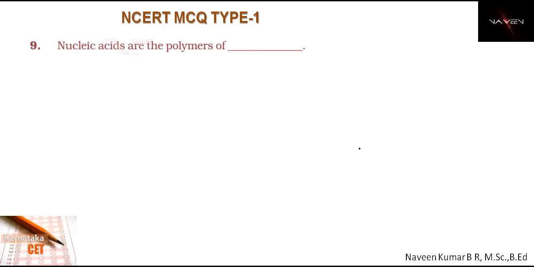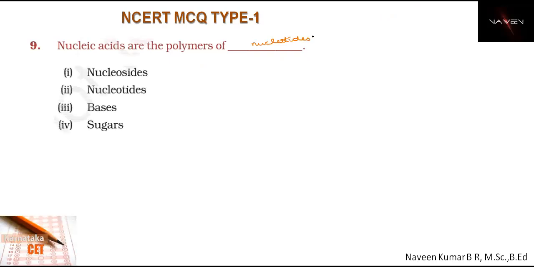The next question: nucleic acids are the polymers of. As we discussed, the monosaccharide-containing polymer is a polysaccharide. The amino acid-containing polymer is protein. The nucleotide-containing polymer will be nucleic acids. Here the individual monomers have been asked, so nucleotides will be the monomers. If you look into the options, nucleoside, nucleotide, bases, and sugar, the correct answer is the second option, nucleotides.